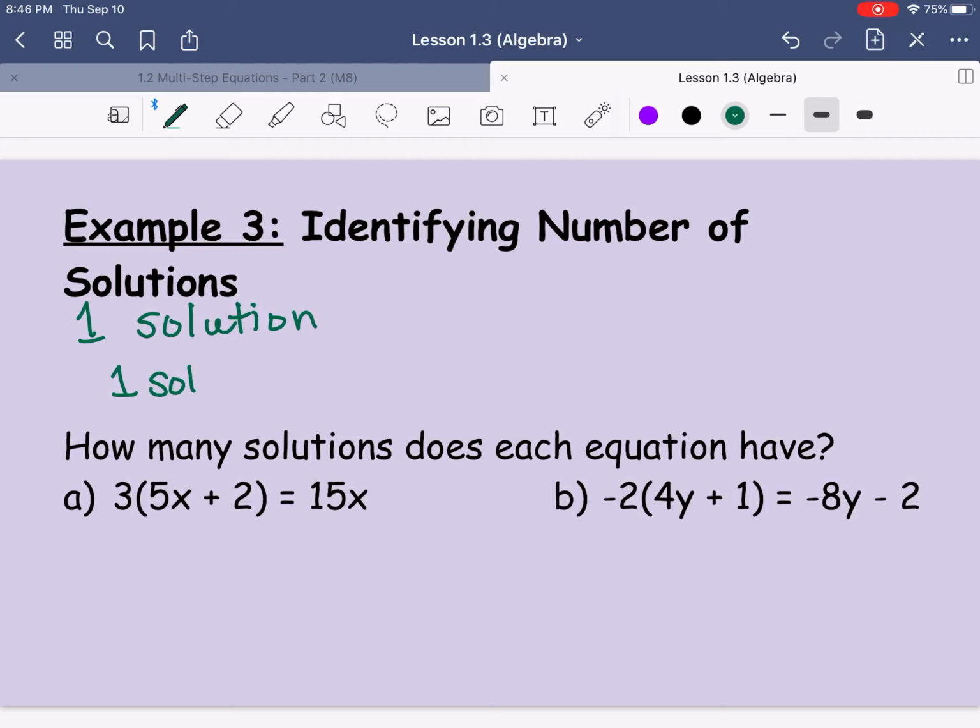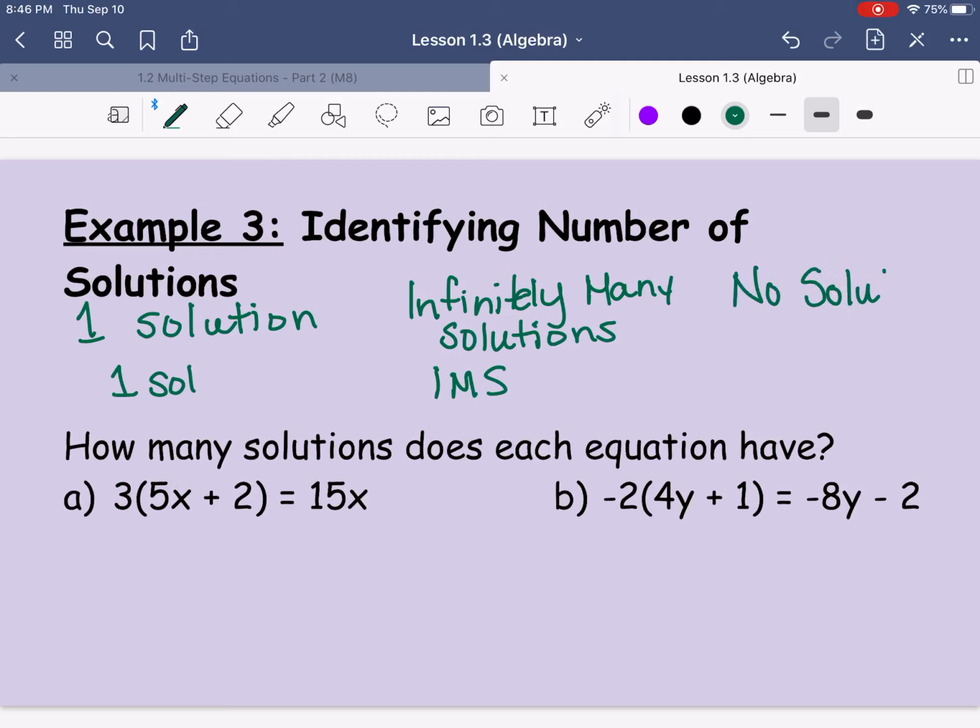Then it's possible that we can have infinitely many solutions. Now, I am fine with the abbreviation IMS for infinitely many solutions, but there are definitely math teachers out there that are insistent that you write the whole thing out. I'm not one of those. And then our final one, it's possible to have no solutions. And I abbreviate that no sol. There we go.